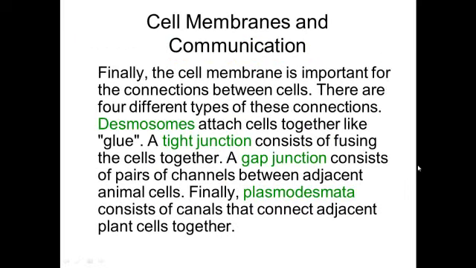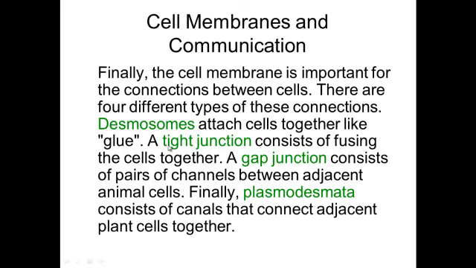The last thing we're going to talk about is how cells communicate with other cells next door. And there are three types of junctions, or three types of connections that they can have. Four types, actually. The first one are called desmosomes. And what they do is they act like glue, and they glue cells together. Another one is tight junctions, and they also fuse cells together. Gap junctions are channels that you find between adjacent cells in animals. And plasmodesmata are canals or channels that you find between adjacent plant cells. So those two are very specific.